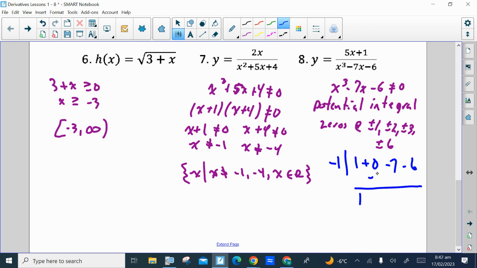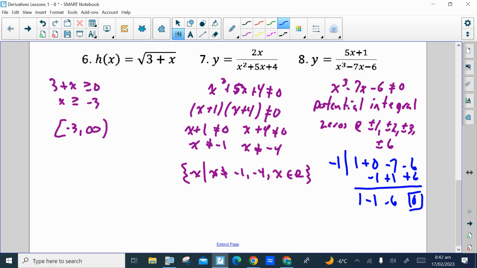1 times -1 is -1, and we add. -1 times -1 is +1, and we add. -1 times -6 is +6, and we add. The last number tells you the remainder when you do the division. Okay, Brighton?